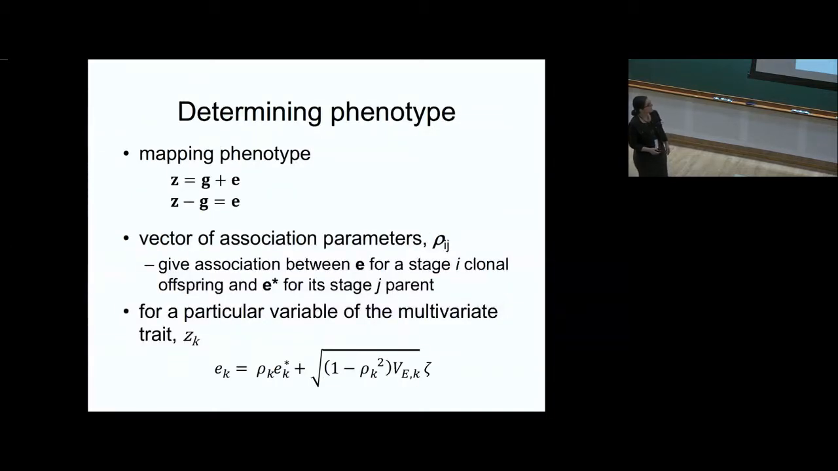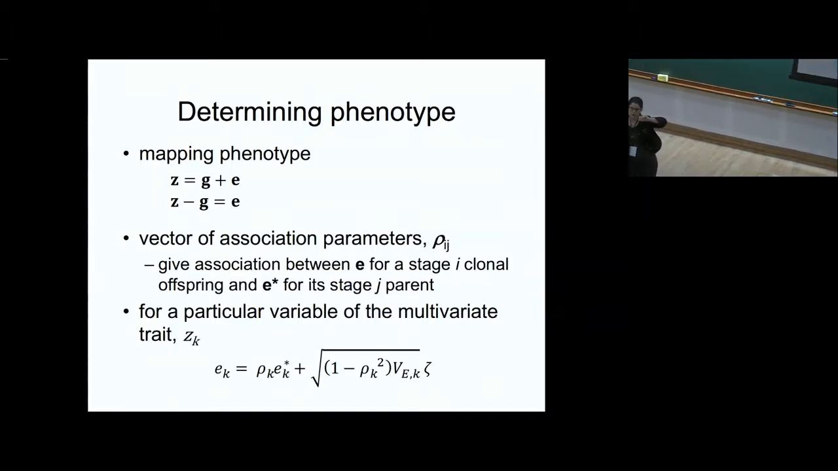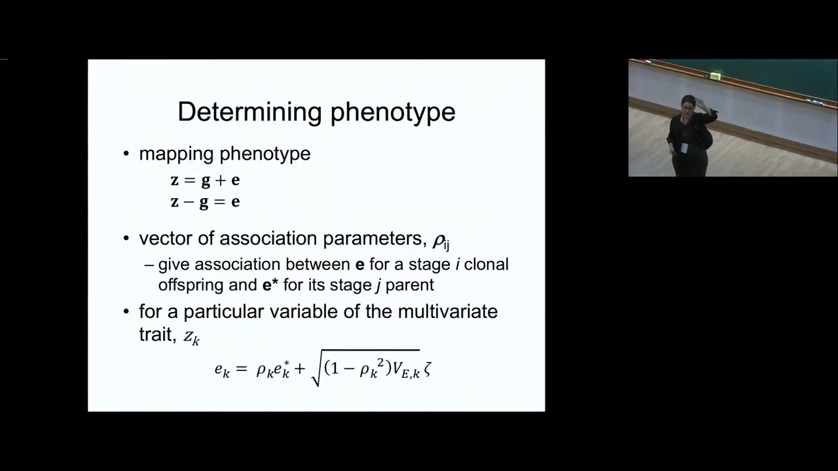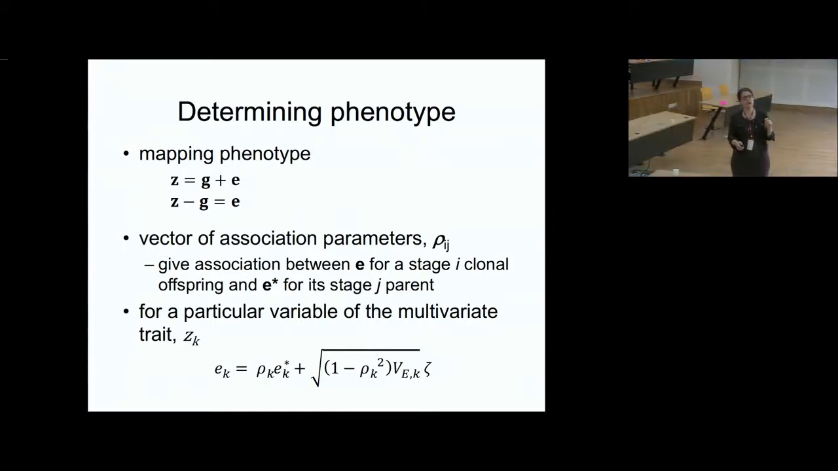To think about phenotype, we're going to go back to that idea of rho, this association of this environmental component in parents and their clonal offspring, but not their sexual offspring. So we make a vector of association parameters, rho ij, that gives the association between this environmental component in a stage I offspring and that same quantity in its stage j parent. And there should be ij's all over the place. But for a particular variable of this multivariate trait, we model it this way, all right?